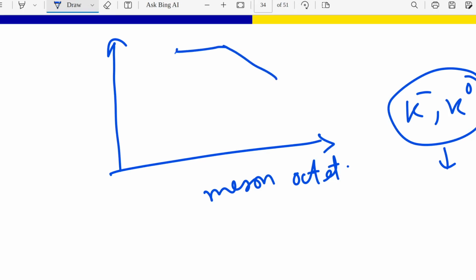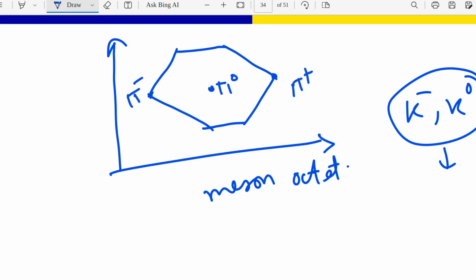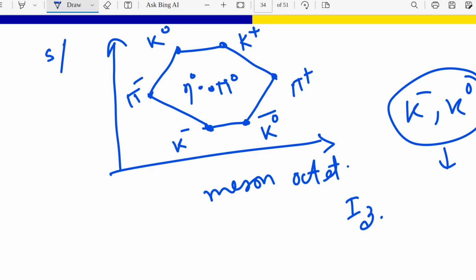Now I am writing this. This is pi minus, pi 0, pi plus. Here is also eta 0. K plus, K0, K minus, K0 bar. Okay, this is the meson octet picture. Now from this picture, on the x-axis it is I3, and on the y-axis it can be S or it can be Y also. That is no problem, whatever we want to do.